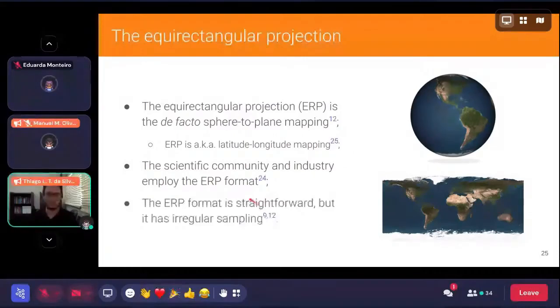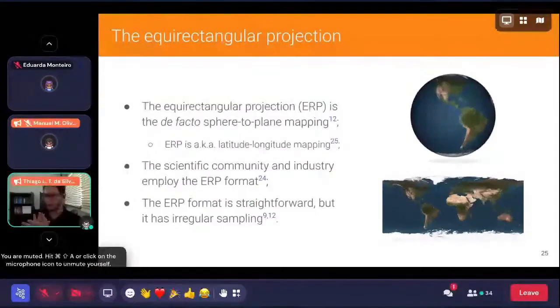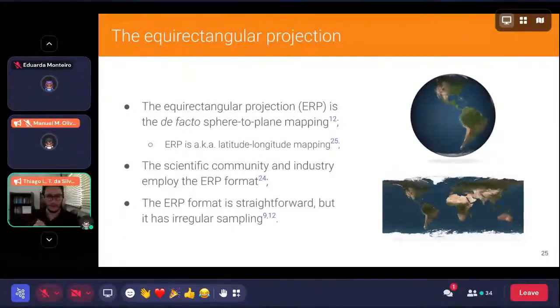So the sphere to plane mapping and the inverse mapping, the plane to sphere mapping, are both straightforward using the RP representation, but we have irregular sampling when we sample the sphere irregularly and map it to a regular grid representation in the plane. So this induces what we discussed before. The poles are highly oversampled. Okay.